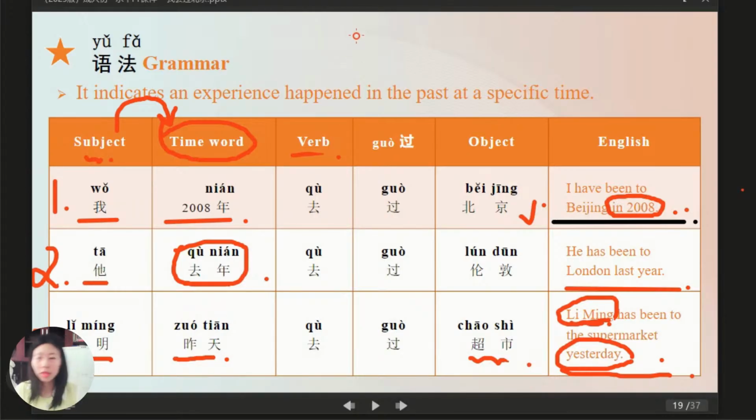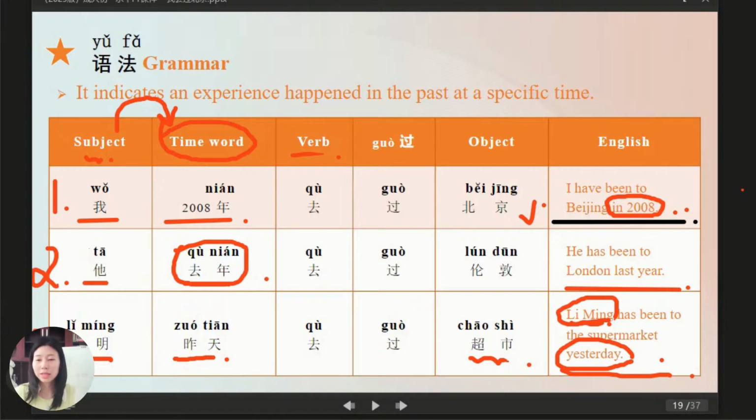Let's review these three sentences again. The first one, I have been to Beijing in 2008: 我2008年去过北京. The second would be 他去年去过伦敦. The last one will be 李明昨天去过超市.